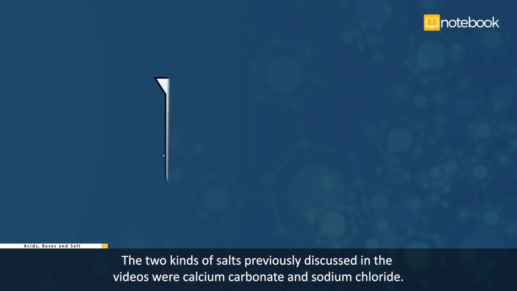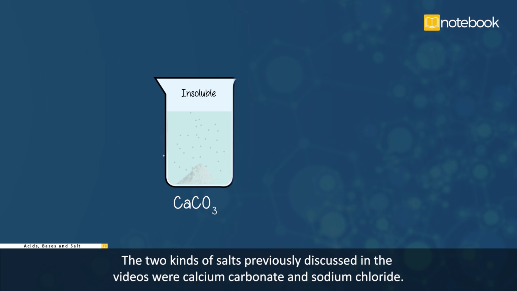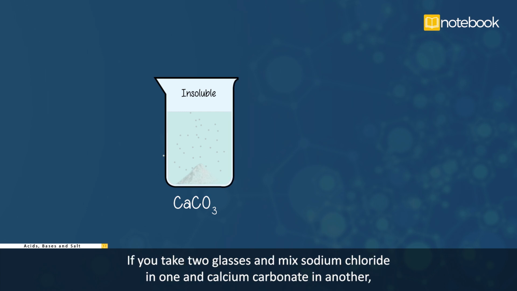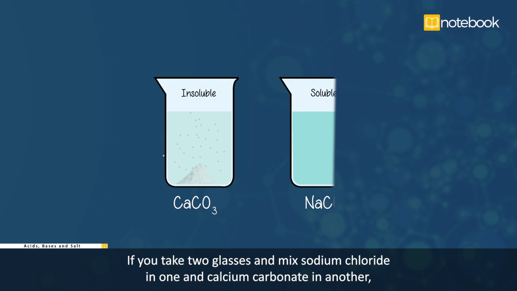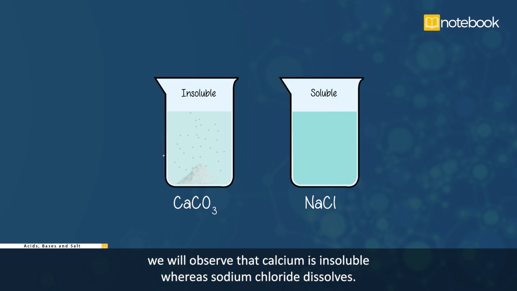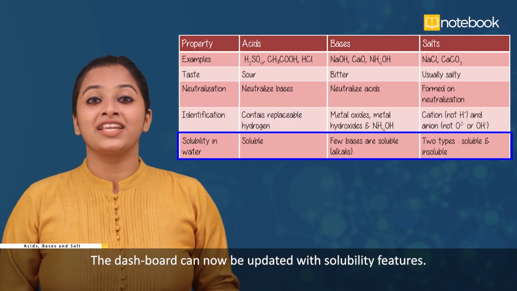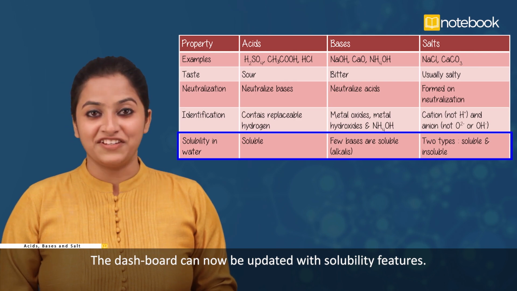The two kinds of salt previously discussed in the videos were calcium carbonate and sodium chloride. If you take 2 glasses and mix sodium chloride in one and calcium carbonate in another, we will observe that calcium carbonate is insoluble, whereas sodium chloride dissolves. The dashboard can now be updated with solubility features.